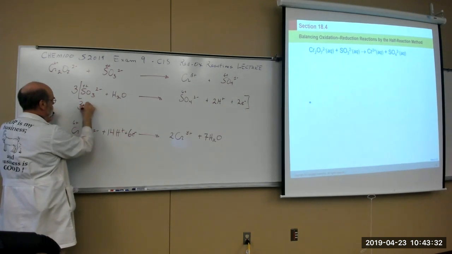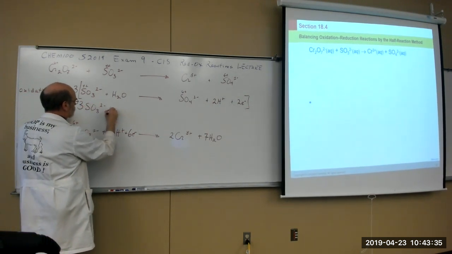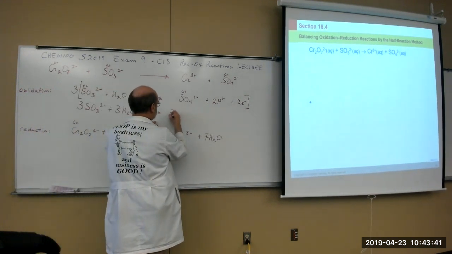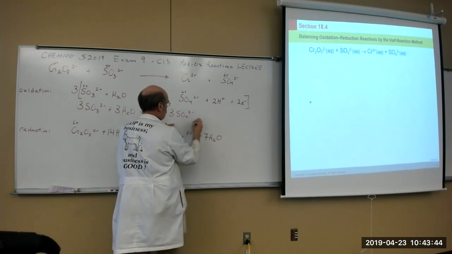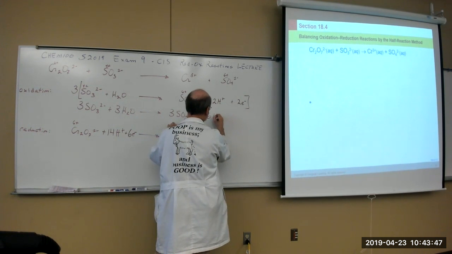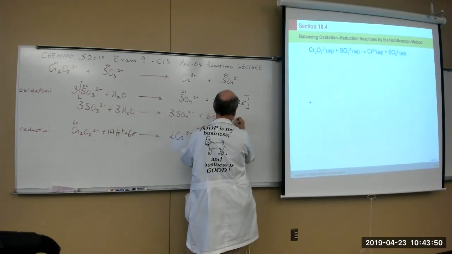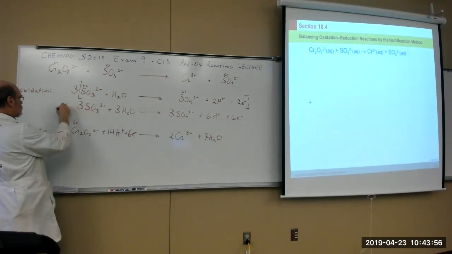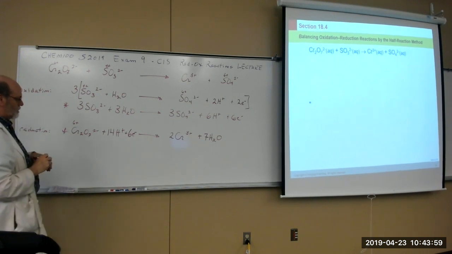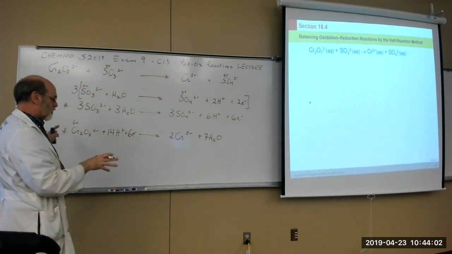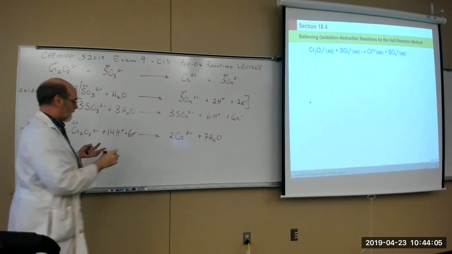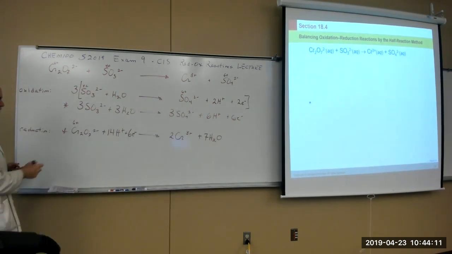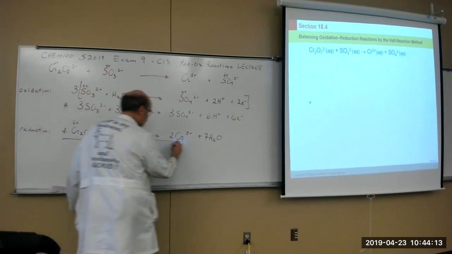Okay, so we have 3 SO3 2 minus plus 3 water yields 3 sulfates. 3 times 2 is 6 hydrogens, and 3 times 2 is 6 electrons. Okay? Now we're going to add this one to this one. And we've already set the equations up so that the electrons balance, right? So the electrons cancel. We don't even have to bring those down. But we can bring everything else down.